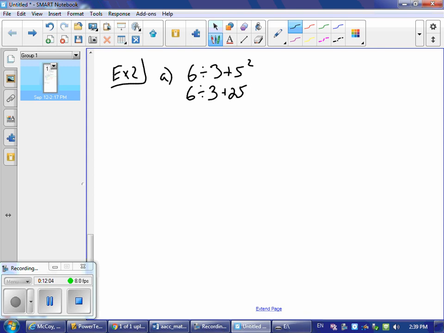Now order of operations says to look for multiplication and division. I don't have any multiplication, but I do have division. So I have to do 6 divided by 3, which is 2, before I can add or subtract anything. And then the last step, because there's only one operation left, is 2 plus 25, which is 27. So there's my order of operations. Now let me show you what I meant before.